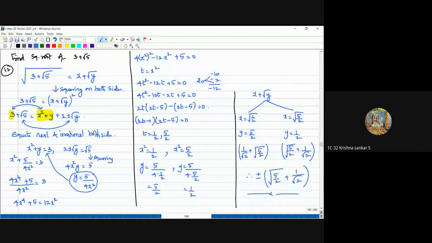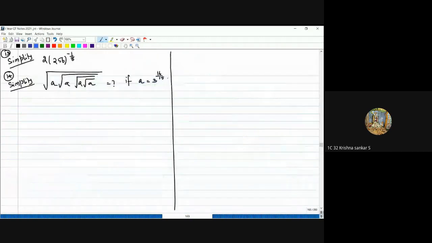Yes, sir. Just substitute for x and y, and you will get this. Okay, sir. We want to simplify this one.